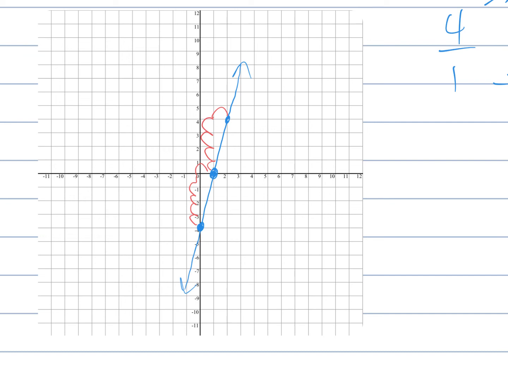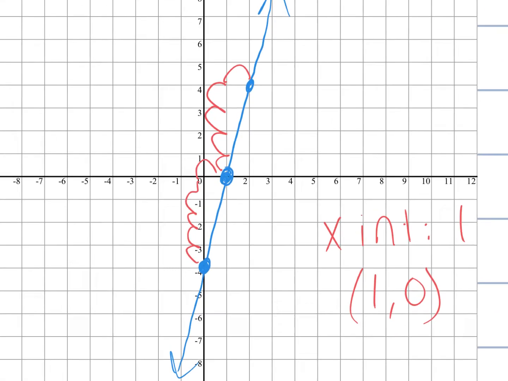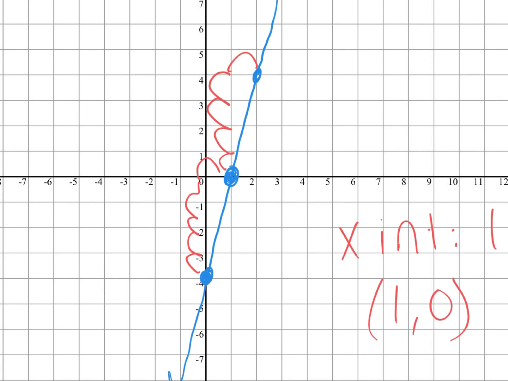Here's the part that trips people up. Does anyone know what my x-intercept is? Nick? 1, 0. Very good. Why? Very good. When my graph crosses the x-axis, it's at 1, 0. Caitlin, do you see it? Yeah? Yeah, Andrea.